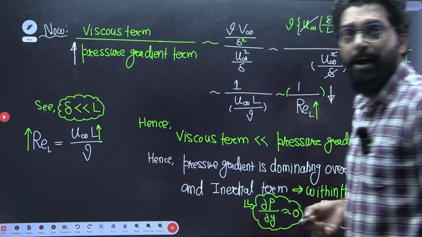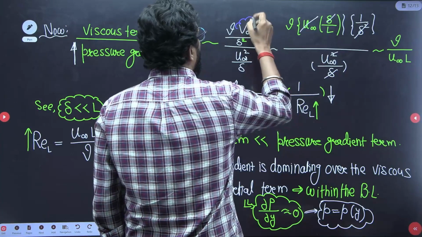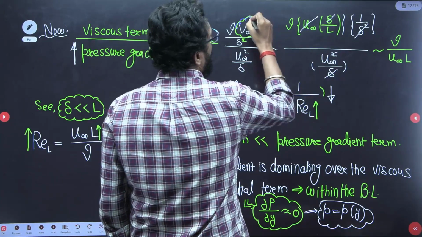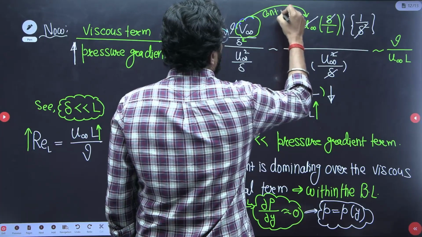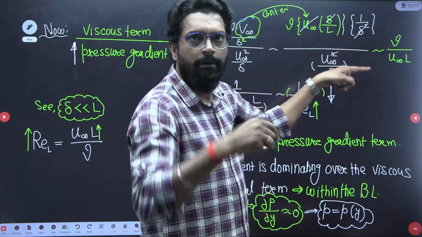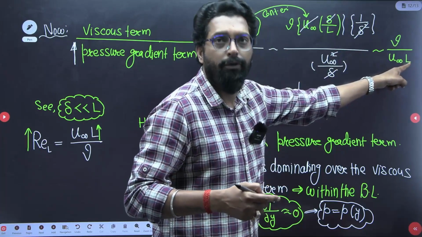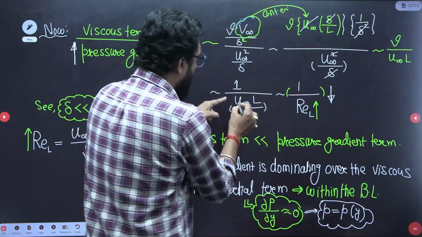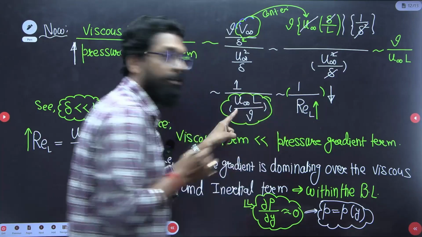This you already found from the continuity equation. Just write and rearrange. So this is your kinematic viscosity divided by U infinite into L. Now, 1 divided by U infinite L by mu, what is this? This is your Reynolds number.